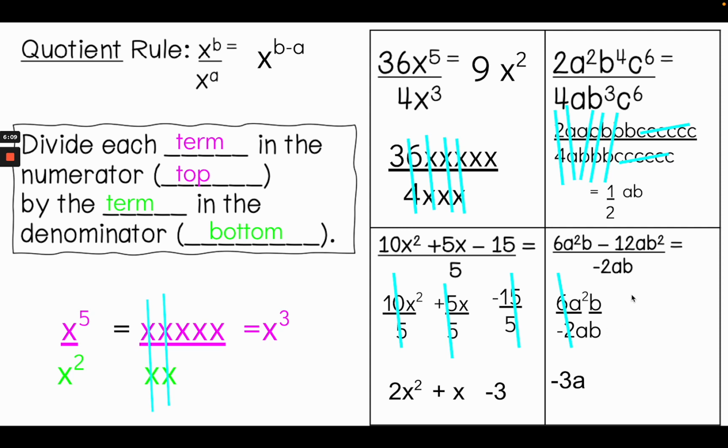Now on the other side, I'm going to have negative 12ab squared divided by negative 2ab. So here's my top, here's my bottom. Negative 12 divided by negative 2 is positive 6. The a's cancel, and for b and b, there's 1 left because 2 minus 1 is 1. And here's my answer, negative 3a plus 6b.